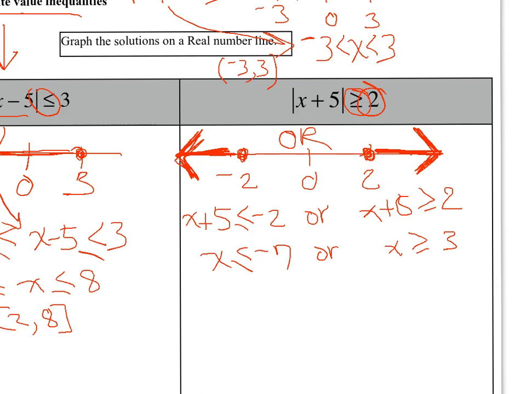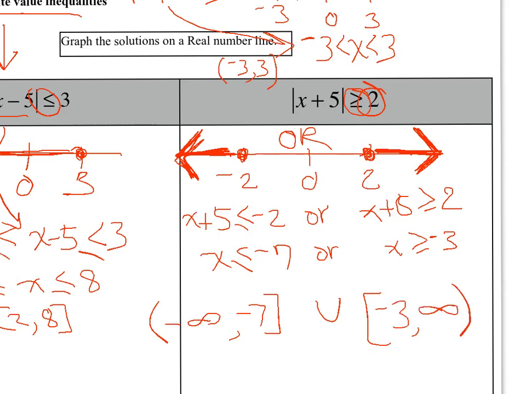So all the numbers less than or equal to negative 7 means that we want to include negative 7 and go to the left, but we're never going to find the end of that. That's to negative infinity. And or means a union. X is greater than or equal to negative 3. So we start at negative 3 and we go to the right, and we close with an open interval on the right side. So that's the solution interval for that one.